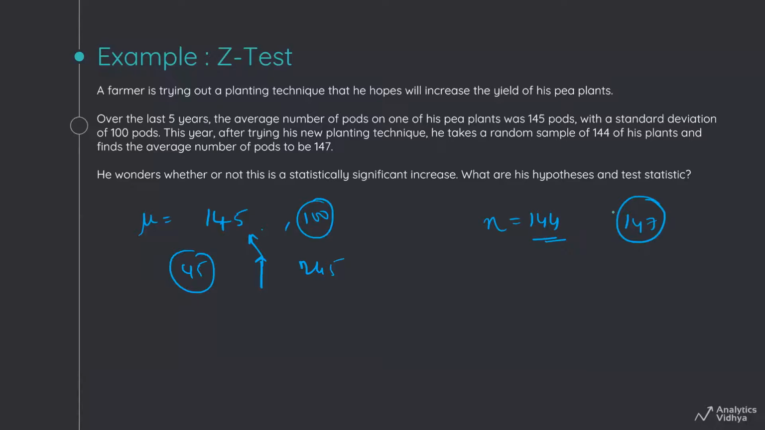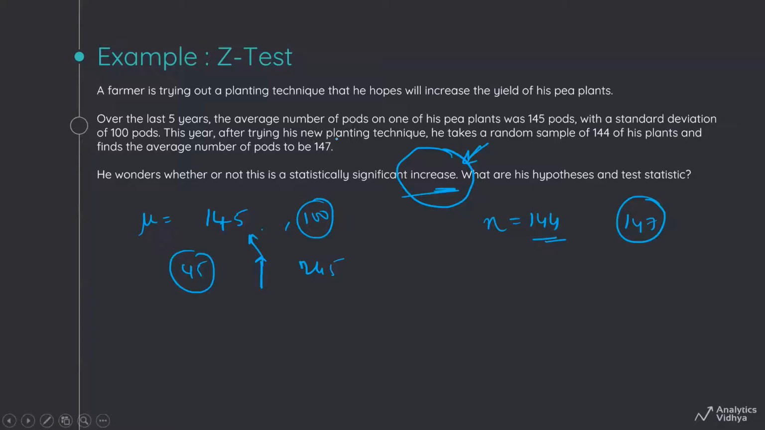Okay, so he wonders whether or not this is a statistically significant increase, right? Here we are dealing with an increase. We are trying to answer the question whether the data at hand, the sample, is suggesting an increase in the pots or it is the same. It's not talking about a decrease in the number of pots. So this becomes our one-tailed test.